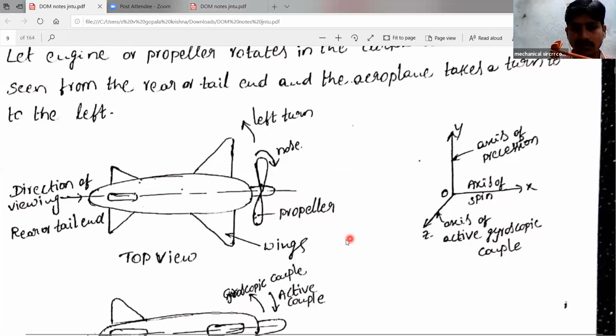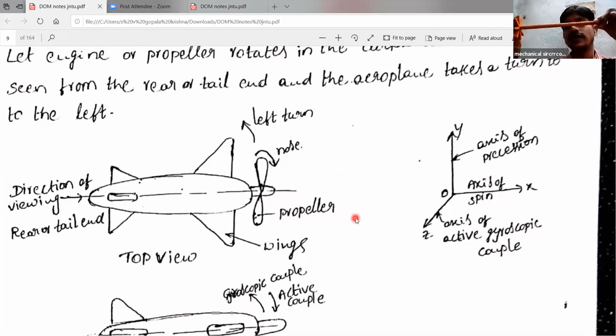This side direction, a right turn. When the plane takes a right turn, the direction of rotation and the turning movement will be the same. Then the effect of gyroscopic couple is to dip the nose, this type. When it takes a right turn, it gets this particular effect, that means to dip the nose and raise the tail. So these are the effects.